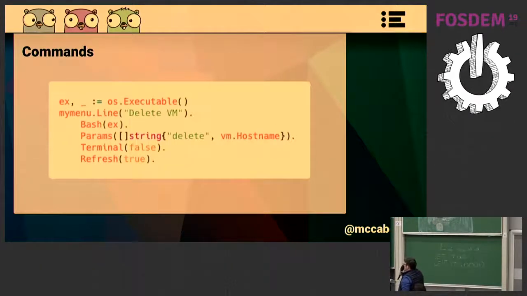You can execute any arbitrary command, but if you want to build some functionality into your plugin, you can use Cobra, like Caroline showed earlier on, and you can add extra subcommands. So in this case, I added a delete subcommand that, in the rendering of your menu, knows the host name and the context, and it just calls the plugin again with delete and the name of the host name. Terminal is false because that stops the terminal popping up, so it just goes ahead and deletes it, and you don't see a terminal pop up. And refresh true automatically refreshes the menu bar, so you get the latest information.